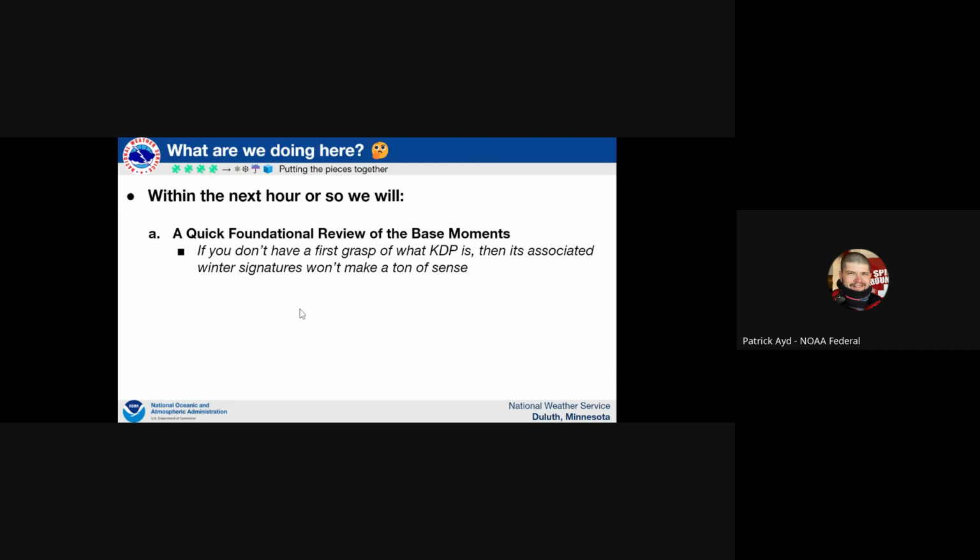So we'll rip through ZDR, KDP, and CC and how they relate to winter, because that'll really be a foundation for what we'll do, which is then go through some of our very key signatures and their conceptual models. We'll apply it, and hopefully you'll take at least something home with you. Otherwise, I guess I would have failed.